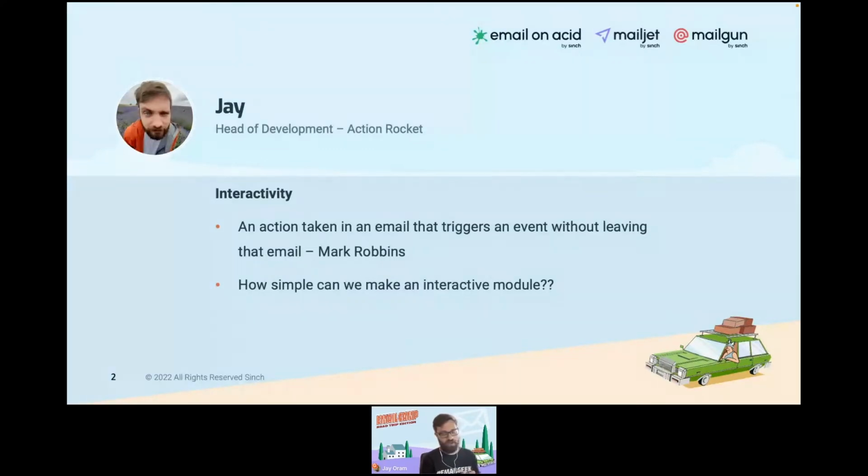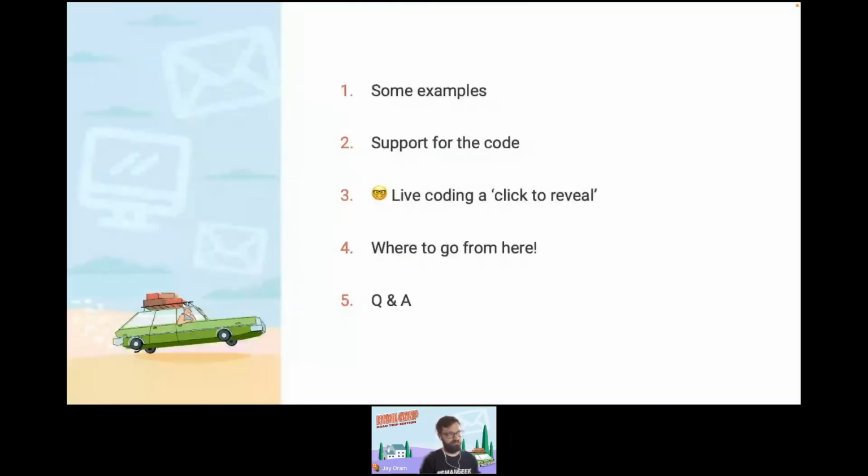So first off, defining what interactivity is. I probably already covered this, but just to make sure everyone's on the same page, it's taking an action in an email that triggers an event without leaving that email. I think Mark Robin said that originally, and that's what I've based it on. And there's Mark in the chat as well, so no pressure. And how simple can we make an interactive email? That's an interactive module, sorry, and my aim today is to show you a nice, simple way to create a click to reveal in an email.